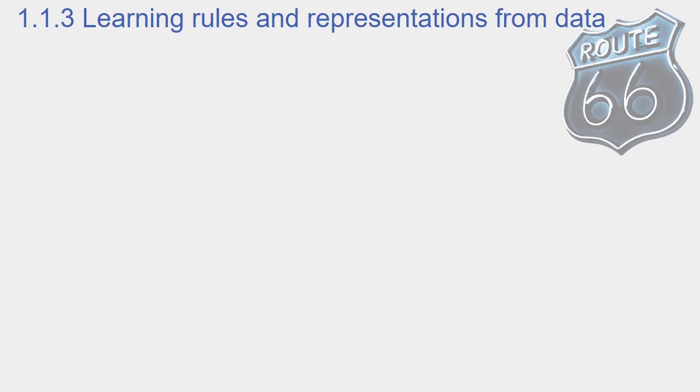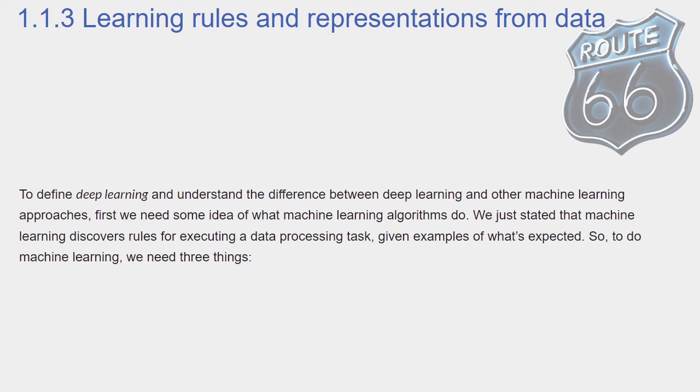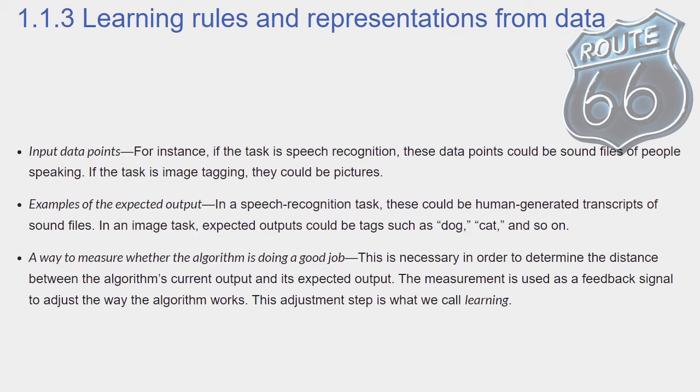Section 1.1.3 Learning Rules and Representations from Data. To define deep learning and understand the difference between deep learning and other machine learning approaches, first we need some idea of what machine learning algorithms do. We just stated that machine learning discovers rules for executing a data processing task, given examples of what is expected. So, to do machine learning, we need three things.